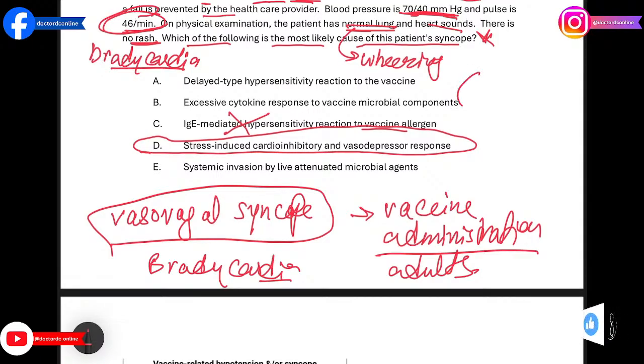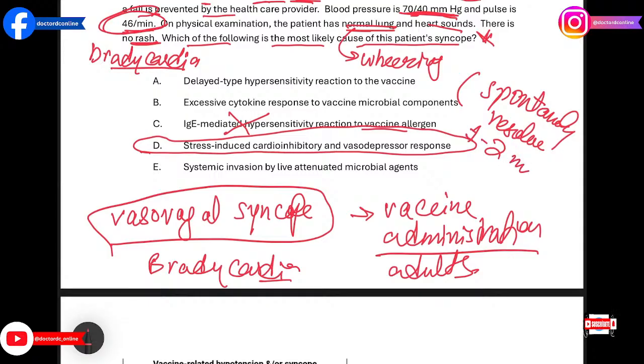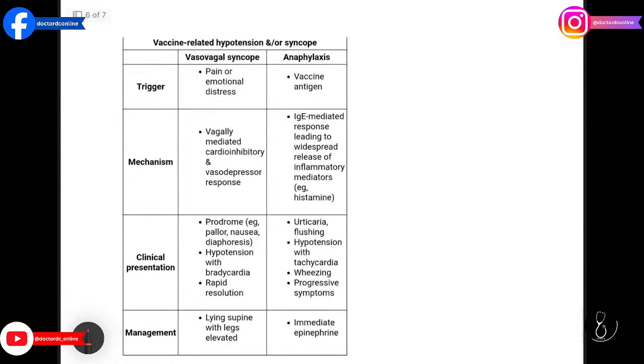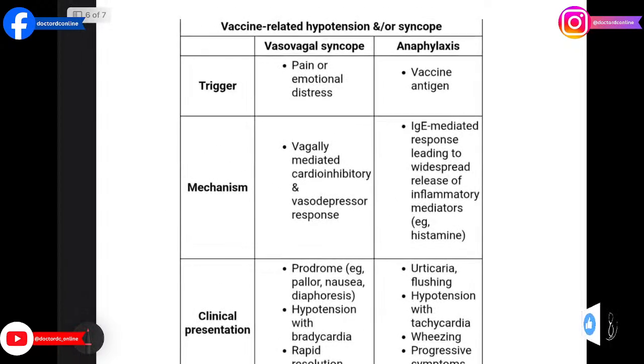It resolves spontaneously within 1 or 2 minutes. So it is a very confusing topic.